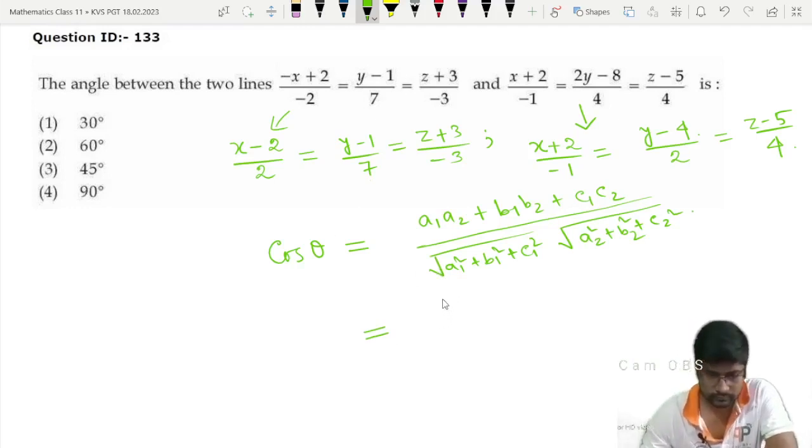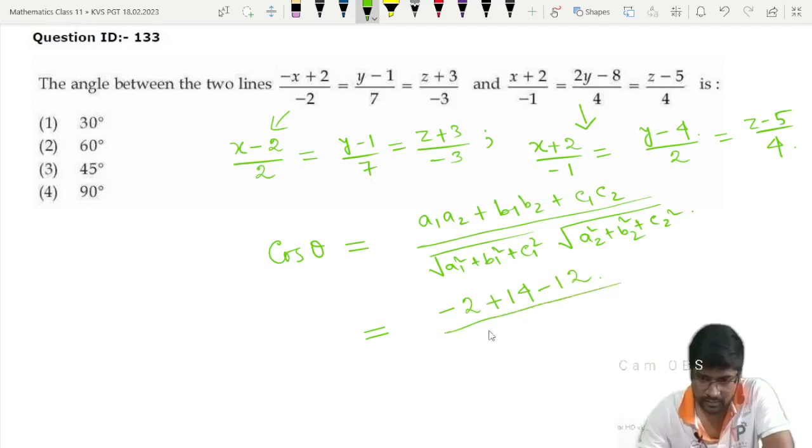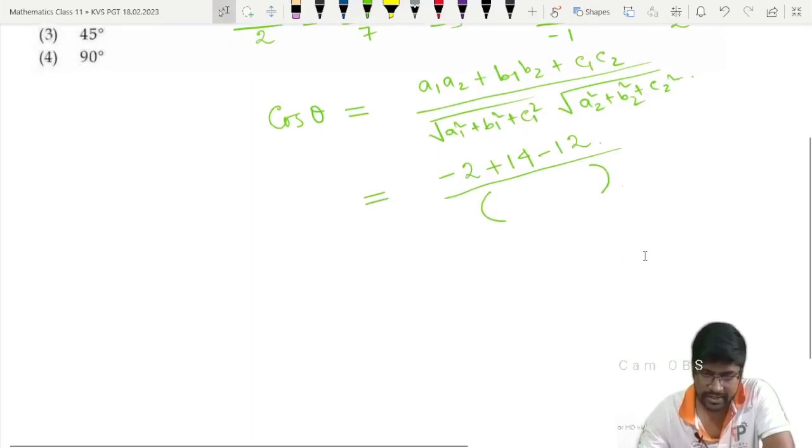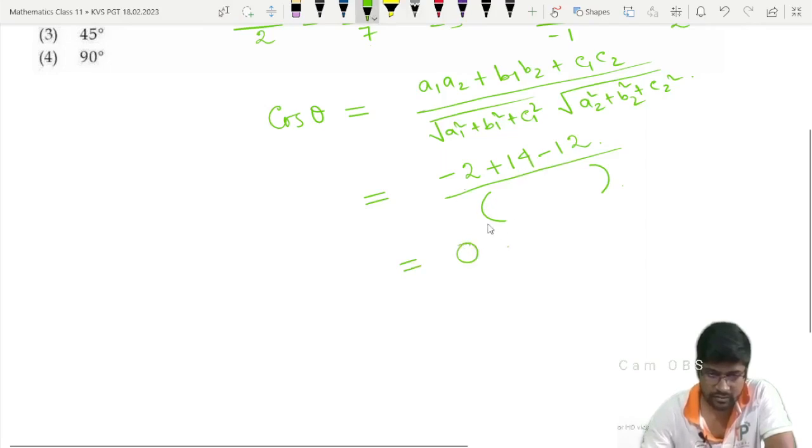So a1, a2, so 2 into minus 1, that is equal to minus 2. 7 into 2, that is equal to 14. Minus 3 into 4, that is equal to minus 12, divided by, okay, whatever it is I am not writing, because the reason is that you can see from here the numerator is becoming 0. So the whole quantity will become 0. 14 and minus 14, that will be equal to 0.